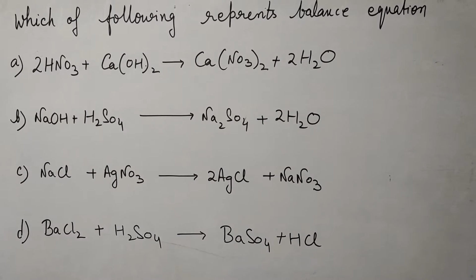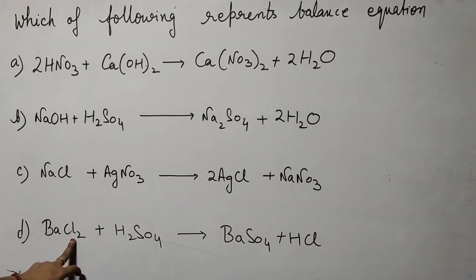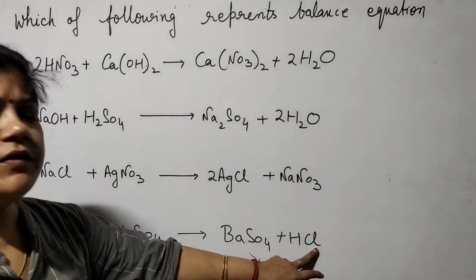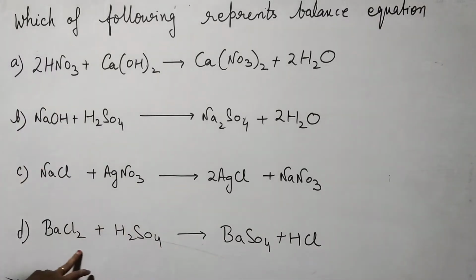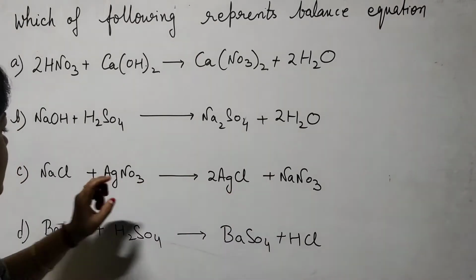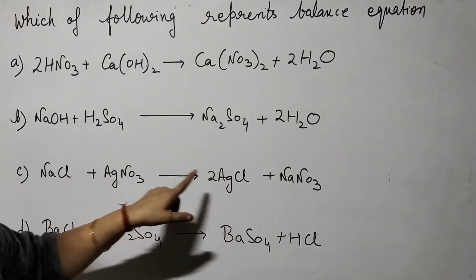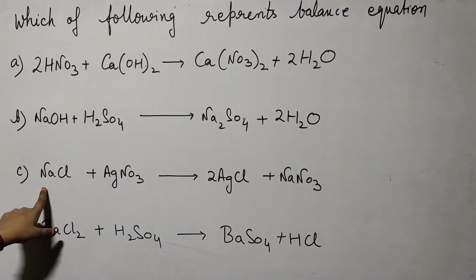Now which of the following represents a balanced equation? In this type of question we have to consider the options one by one. So I will start from the bottom. Ba, we have one atom here and one here. Chlorine, two on one side, but here chlorine has only one. So this is not a balanced reaction. Now sodium is 1, this is 1, chlorine is 1, 2 ones are 2, that means chlorine has 2. So this is also not a balanced reaction.